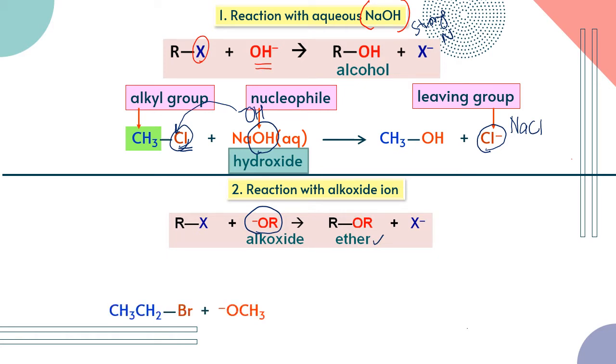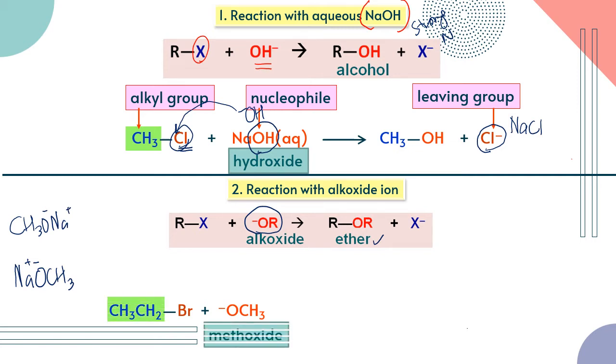So let's look at an example. CH3CH2Br plus OCH3. Sometimes it will be written down as the ions itself, or at other times it can be written down as NaOCH3, so it will be Na plus and OCH3 minus. Or sometimes it is written down as CH3ONa, so CH3O minus and Na plus. It's the same thing.